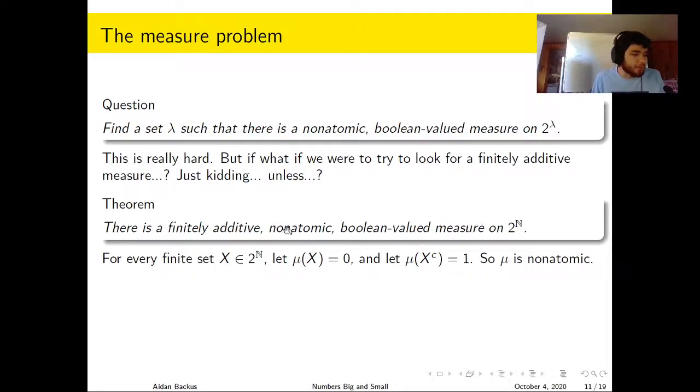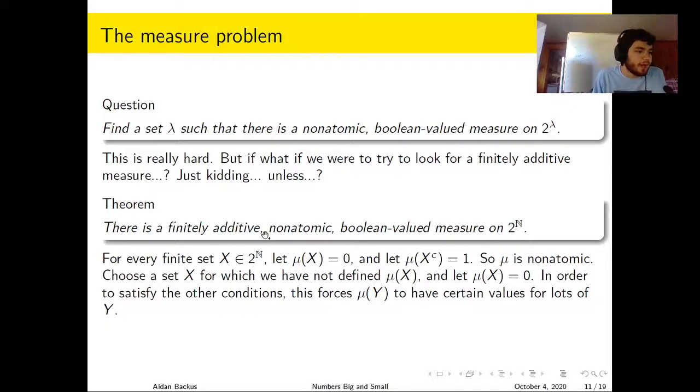How do we prove that? Well, let's see. For every finite set, it has to have measure 0. So let's just say mu of that set is 0, and then mu of the complement of that set is 1. So this will mean that the measure is non-atomic. And so far it's Boolean valued. Everything either is measure 0 or measure 1.